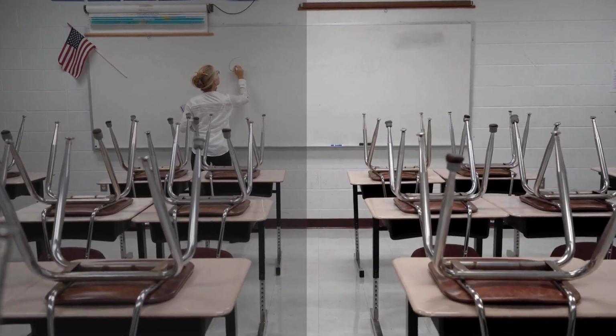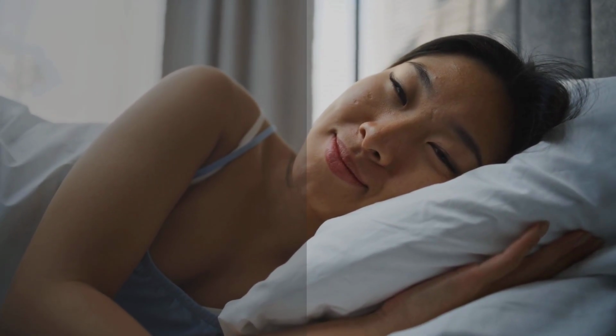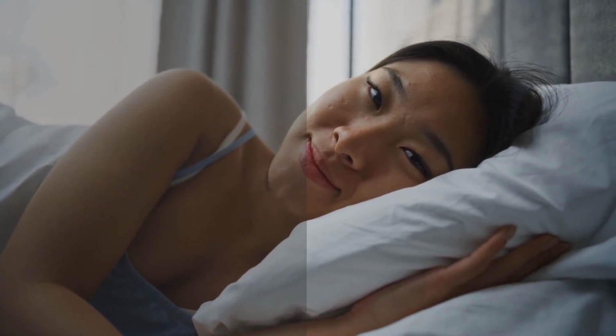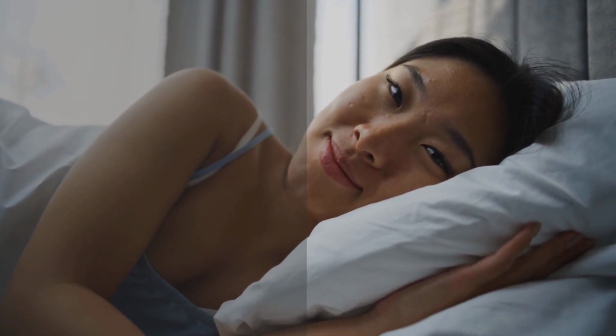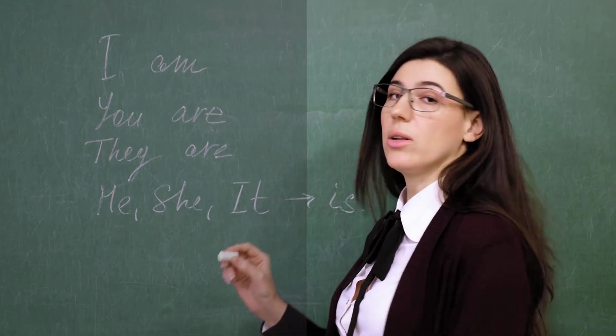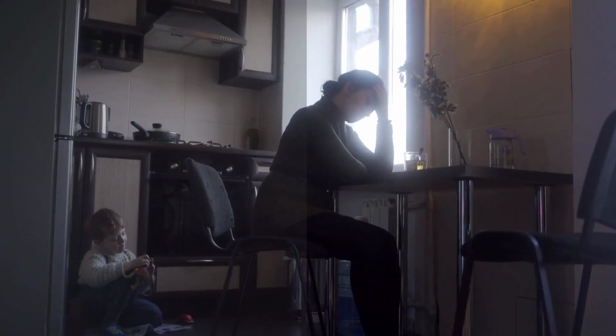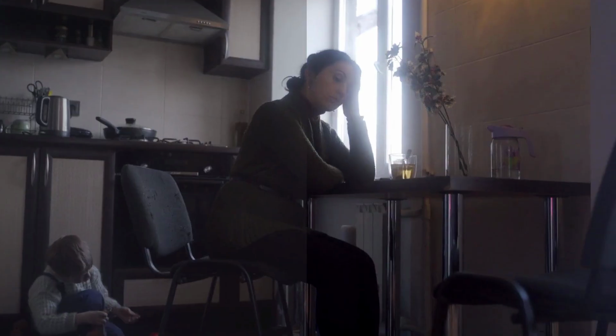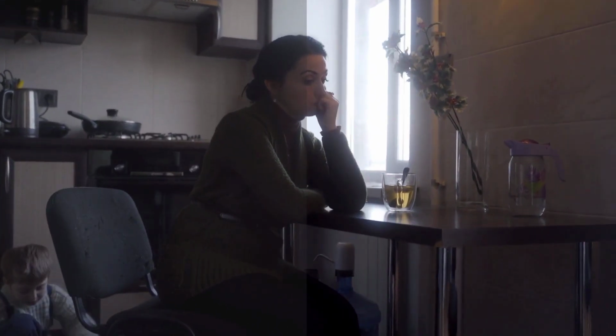Pay close attention to the word order here. In English, the frequency adverb usually goes before the main verb. You say, I always wake up, not I wake up always. The only exception is the verb to be. For example, I am always tired.